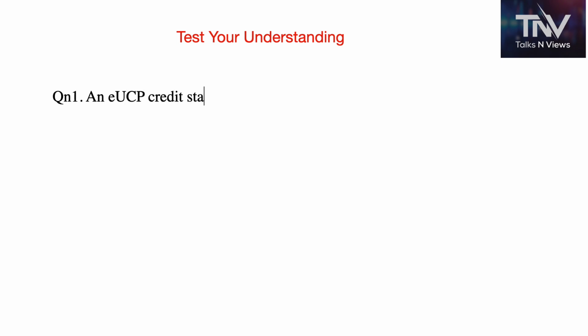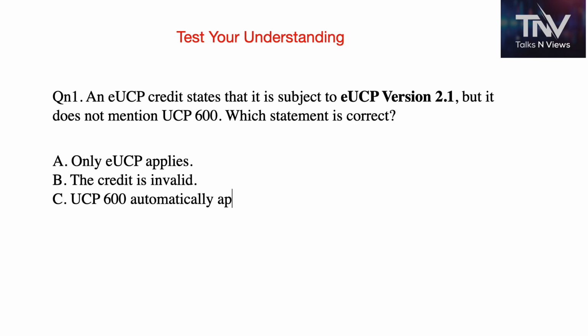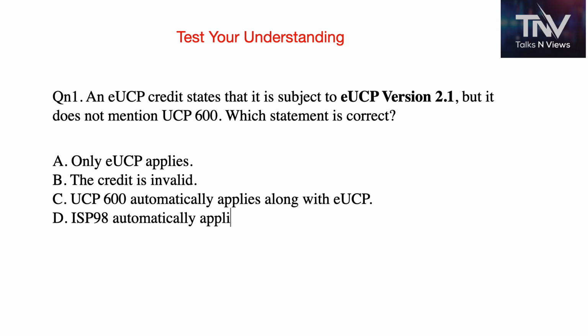Question 1. An eUCP credit states that it is subject to eUCP version 2.1, but it does not mention UCP 600. Which statement is correct? A. Only eUCP applies. B. The credit is invalid. C. UCP 600 automatically applies along with eUCP. D. ISP 98 automatically applies. Answer C.